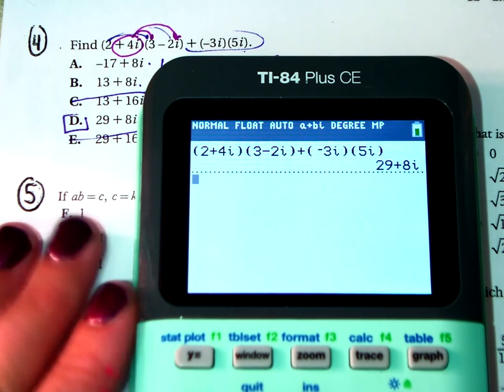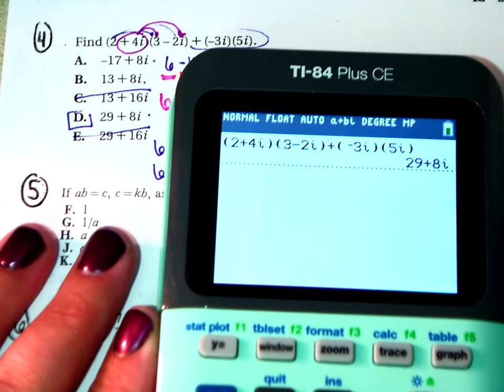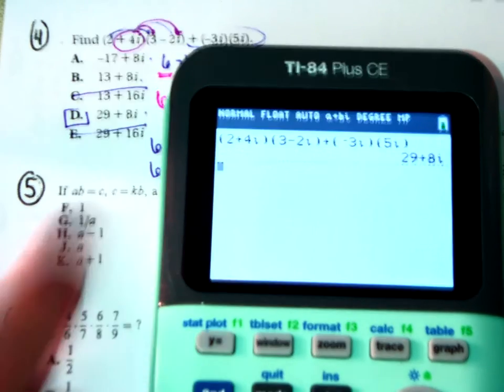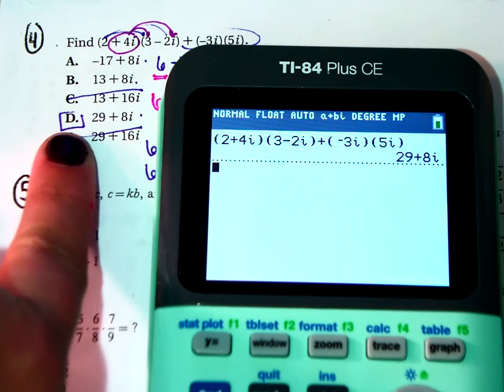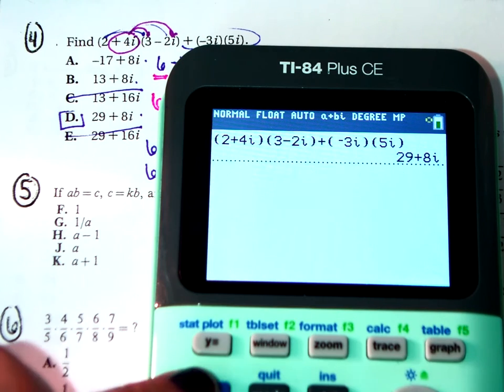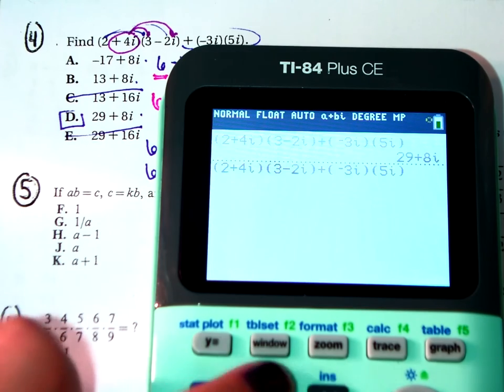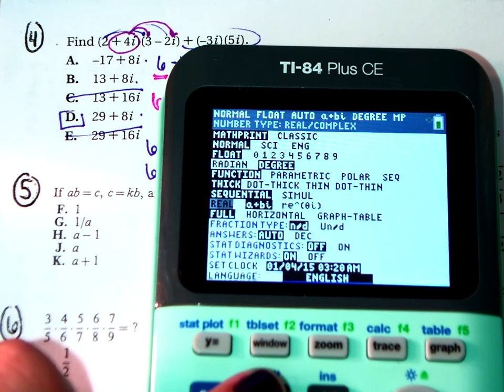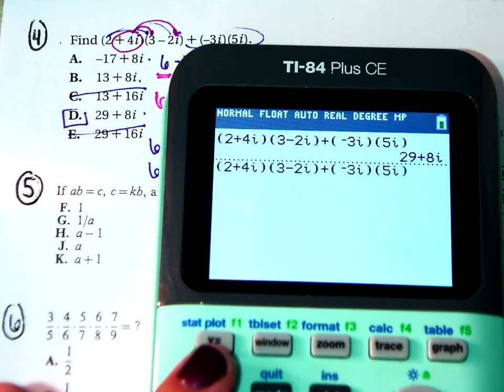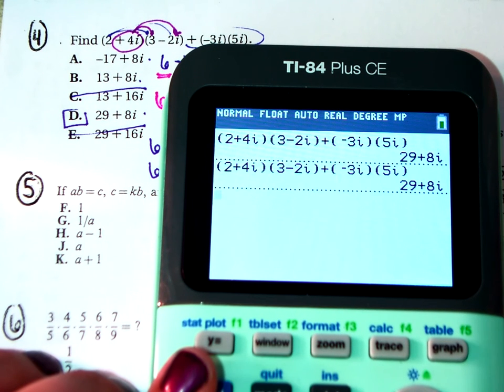So right here, I typed it in, took me maybe 20 seconds because I was talking while I was doing it, and it matches completely with D. Now, I want to show you what's going to happen. I'm going to take my calculator out of imaginary mode. So now my calculator doesn't think imaginary numbers exist. Oh, it's still working.